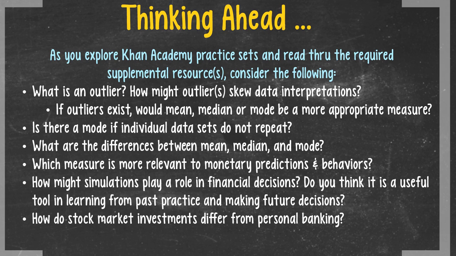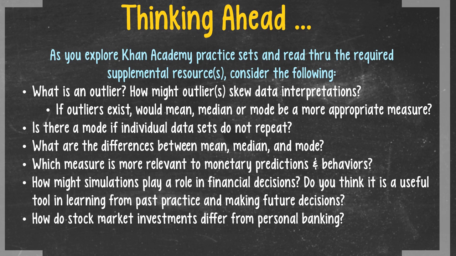Outliers are basically going to be data that are not completely in sync with the other data that's represented, and so it might end up skewing the accuracy of some of those measurements. So depending on whether or not outliers exist, there might be a more appropriate measure to use between the three.